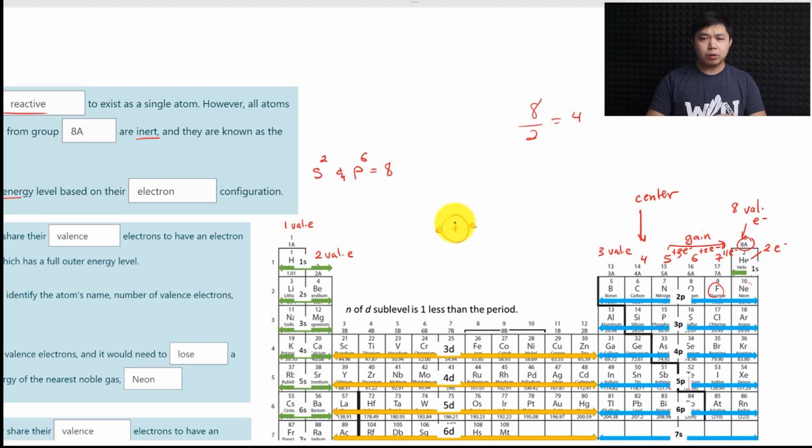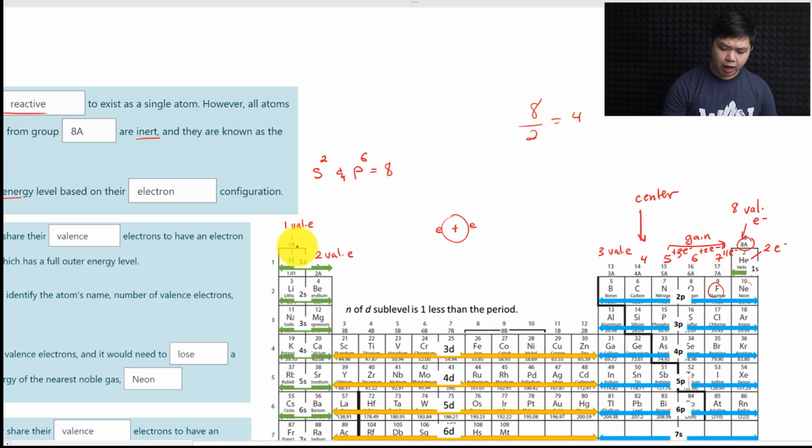So basic metals, they lose that valence electron. In the process, they also lose the energy level as well. So now the next outermost shell will become the outermost shell. So that's the next outermost energy level will now become the outermost energy level. And that's the logic behind metals losing their valence electron to be stable.